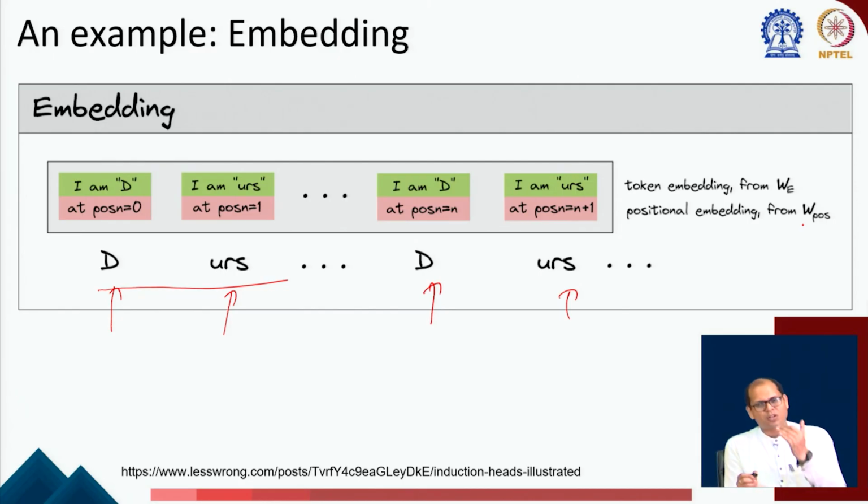Right now, out of the 4 subspaces, when you start you fill only 2 subspaces, that is the word embedding, so I am D, I am Urs, and so on, and the position: I am at position 0, I am position 1, position n plus 1.